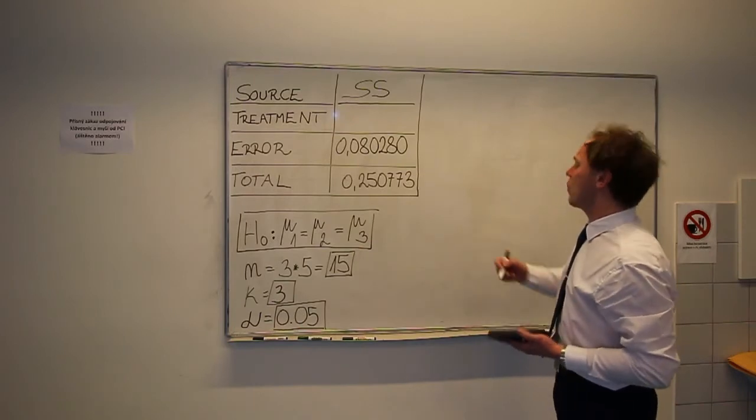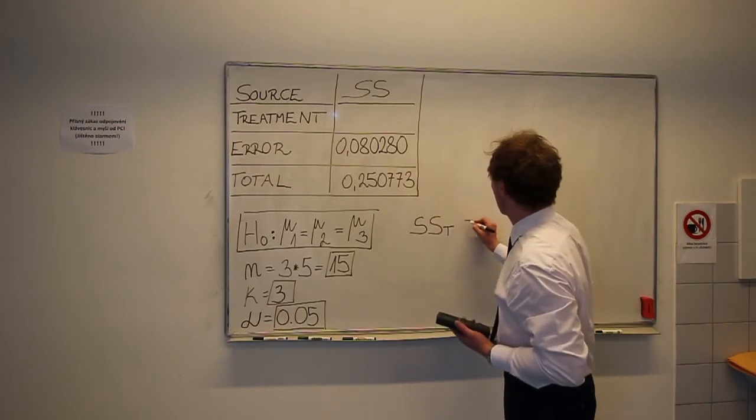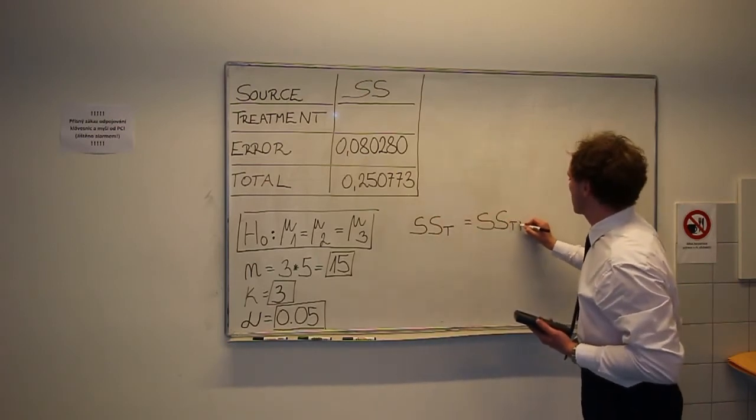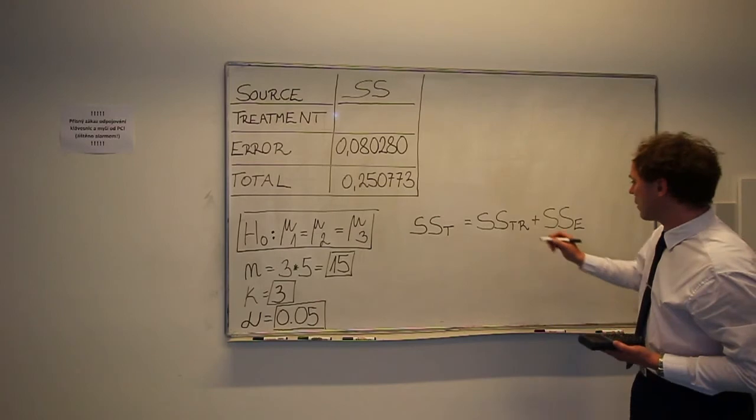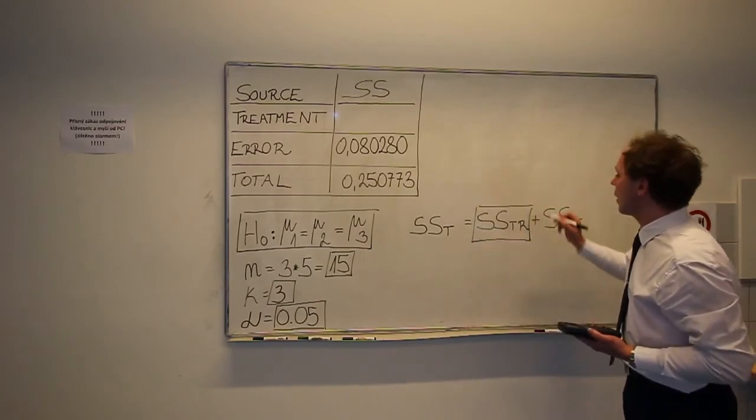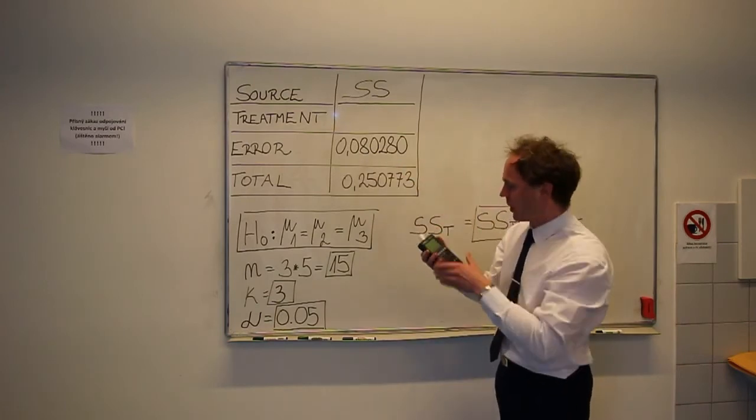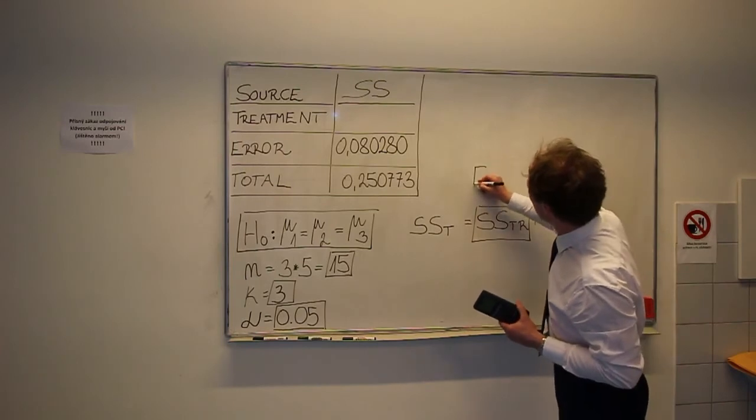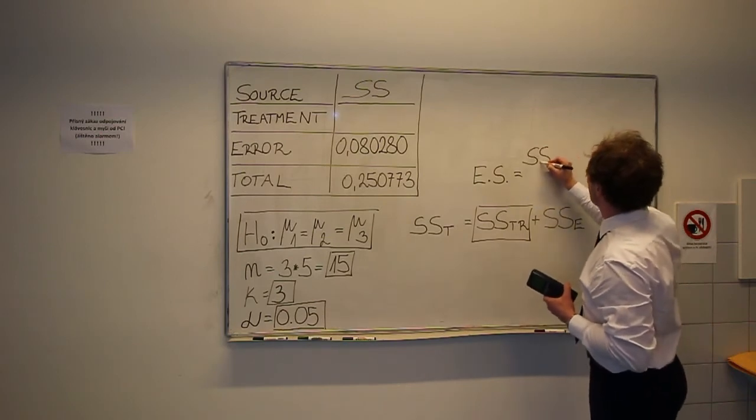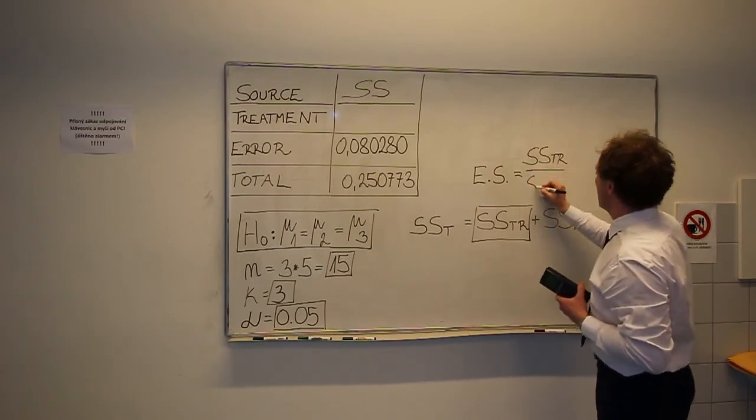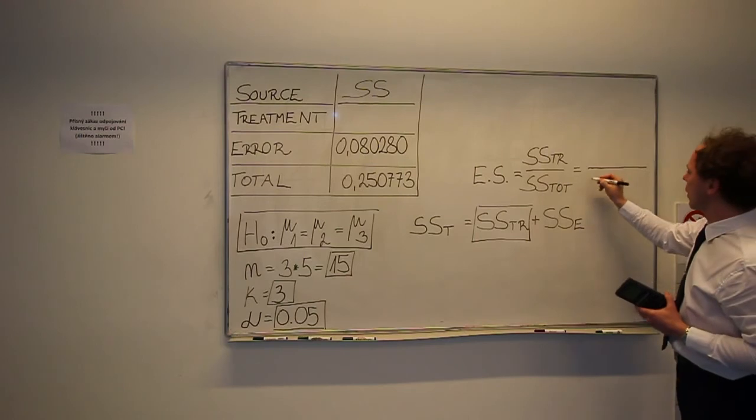Okay, so we will continue here, because we know that sum of squares total is equal to sum of squares treatment plus sum of squares error. Yes, we will calculate treatment sum of squares as the simple difference between total and error. I remember that we already calculated this because we calculated effect size. Effect size is sum of squares treatment divided by sum of squares total.